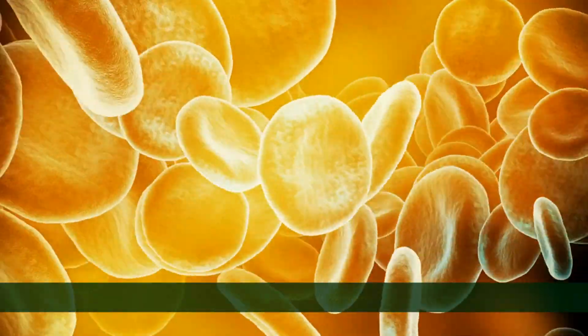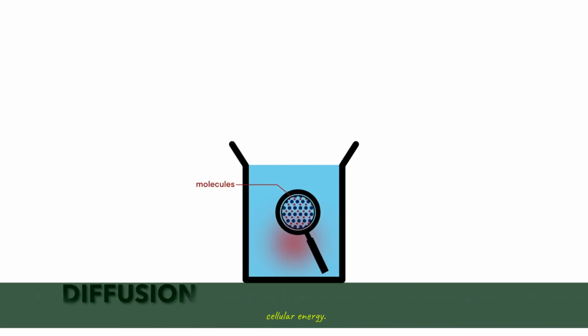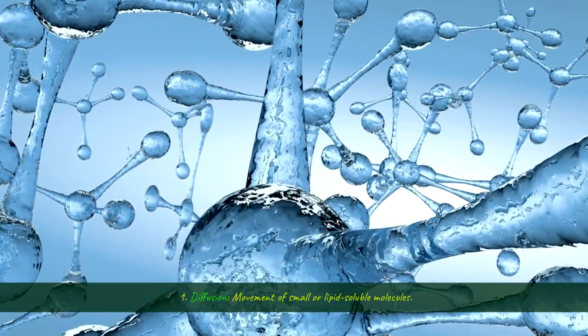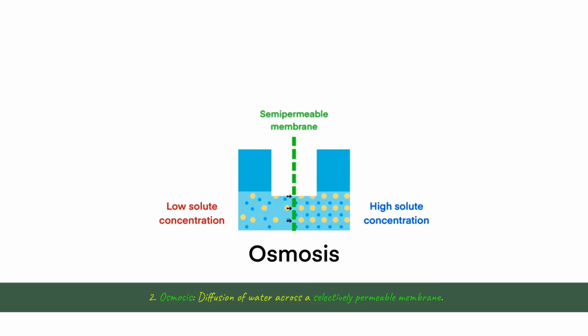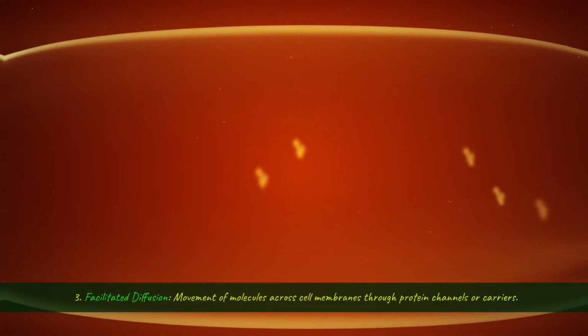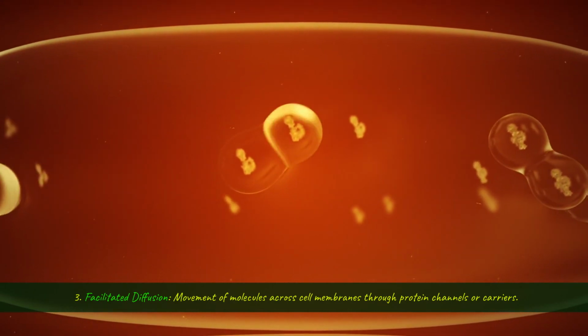Types of cellular transport. Passive transport, movement of molecules from an area of higher concentration to an area of lower concentration without the use of cellular energy. Diffusion, movement of small or lipid-soluble molecules. Osmosis, diffusion of water across a selectively permeable membrane. Facilitated diffusion, movement of molecules across cell membranes through protein channels or carriers.